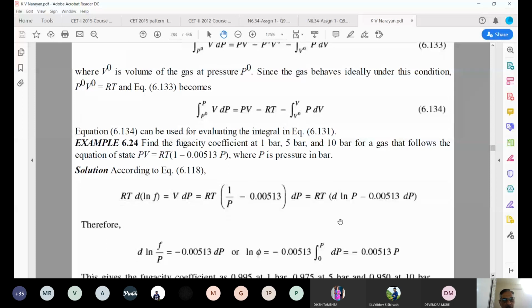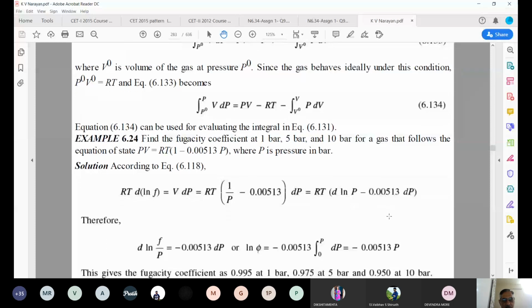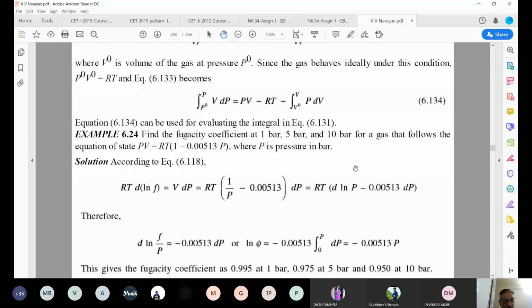Okay, 6.24. Can you see this example? Yes sir. Find the fugacity coefficient at 1 bar, 5 bar and 10 bar for a gas that follows the equation of state PV equal to RT into 1 minus 0.00513 P, where P is pressure in bar.